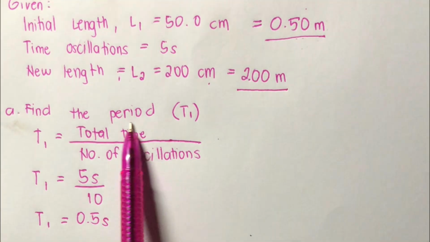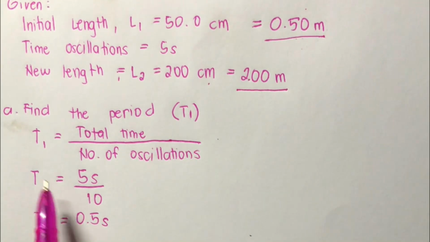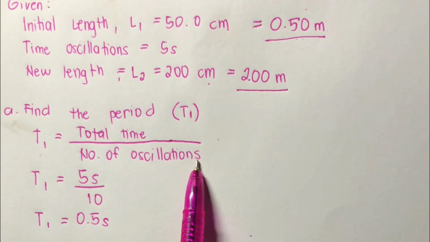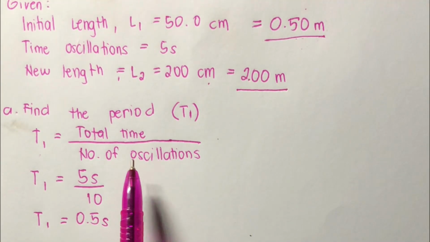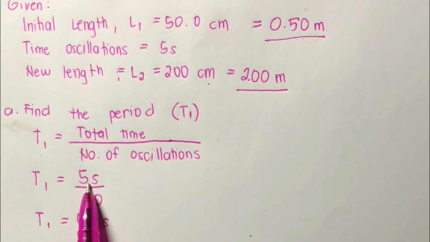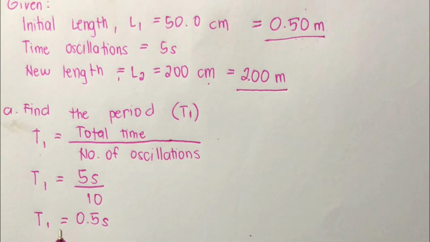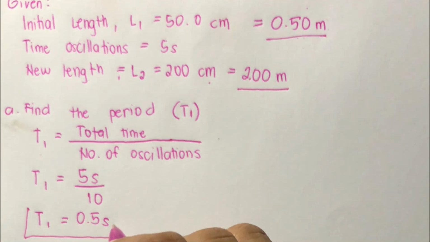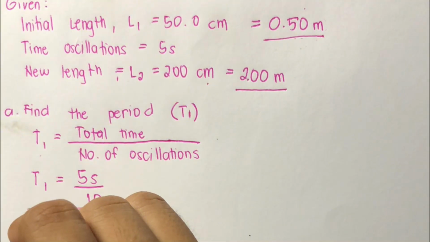Now, let's find the period. T1 is equal to total time over number of oscillations. We will substitute the values. T1 is equal to 5 seconds over 10, equals 0.5 seconds. The answer for letter A is T1 equals 0.5 seconds.